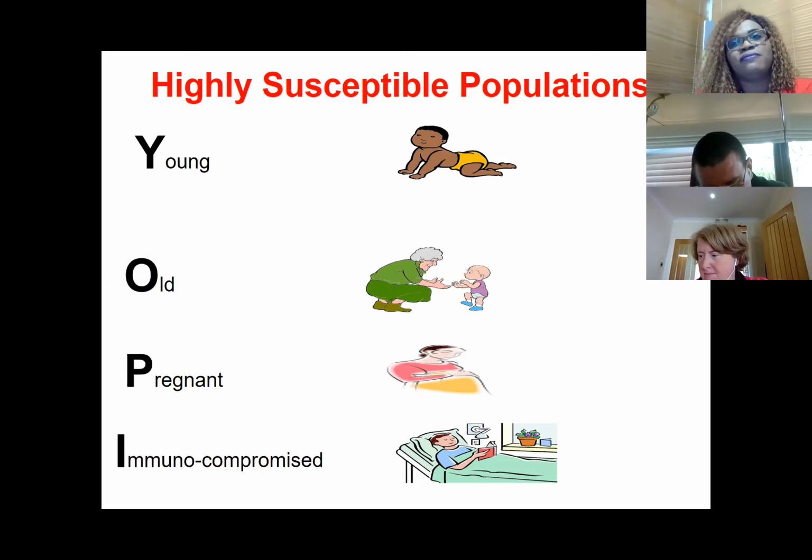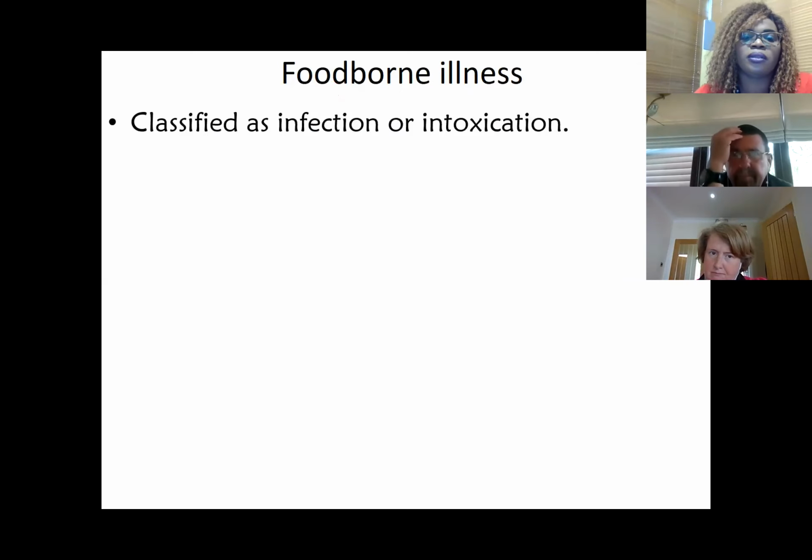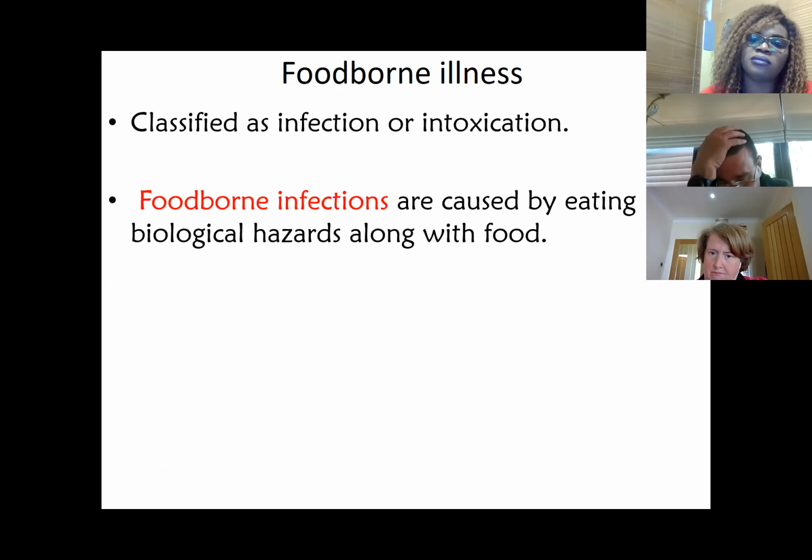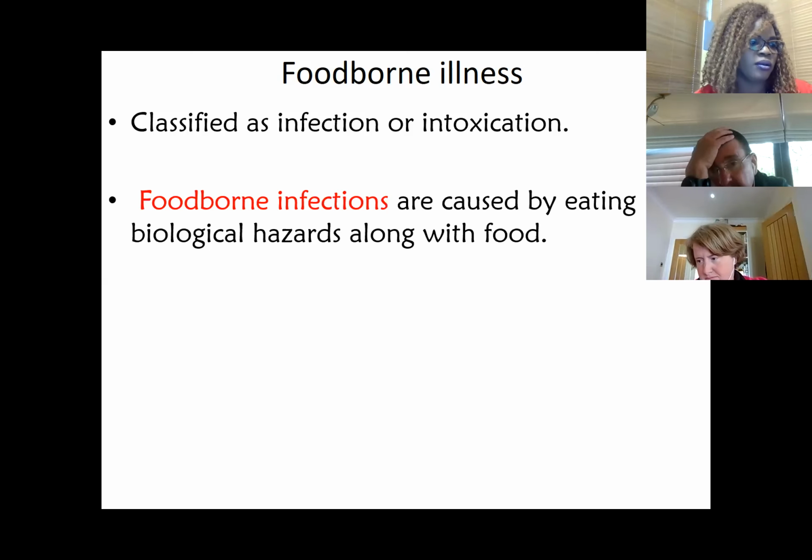So when we talk about foodborne outbreaks, you can have foodborne infection and foodborne intoxication. What does it really mean? In terms of foodborne infection, they are caused by eating the biological hazard along with the food. So if, for example, a beef burger is contaminated with E. coli, and you consume the beef burger with E. coli in it, that's infection. So what happens? The E. coli gets into the gut, multiplies sufficiently, and starts to cause harm. And there are different ways they can cause problems.